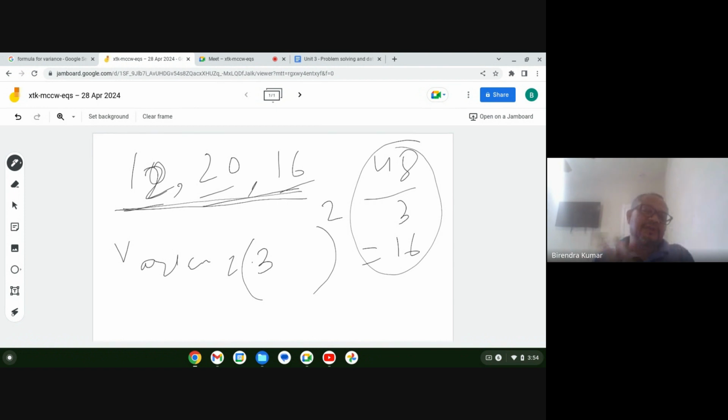Average, okay, let me put the right statement. Average of data minus mean. Square of the average of data minus mean. Okay, so let's write this like a formula.